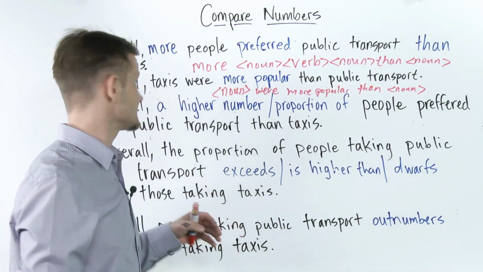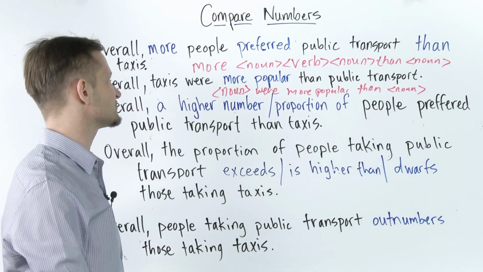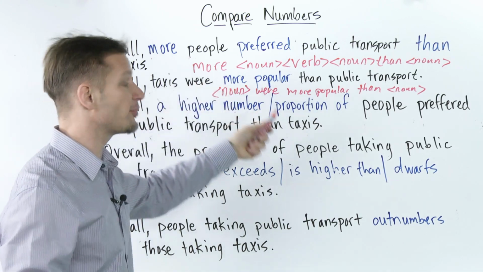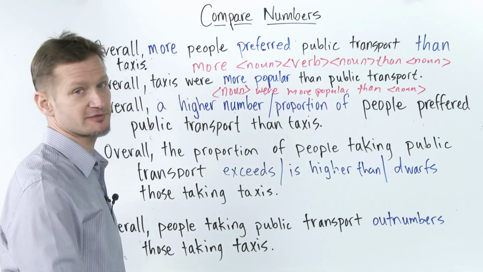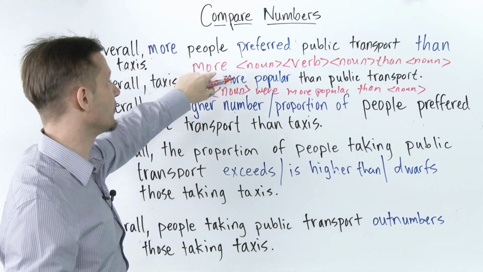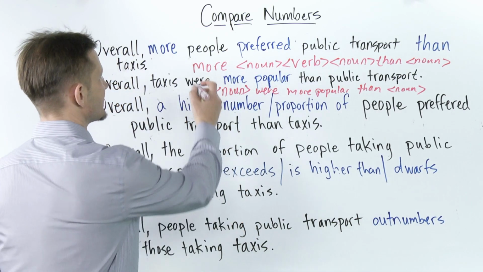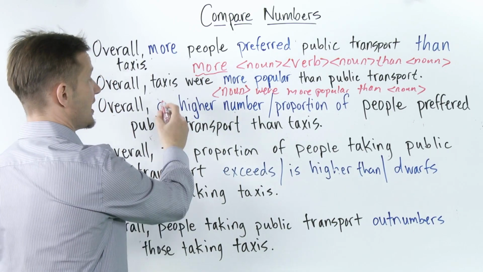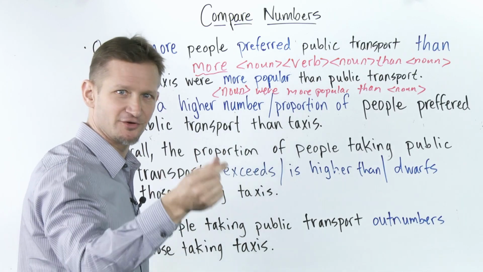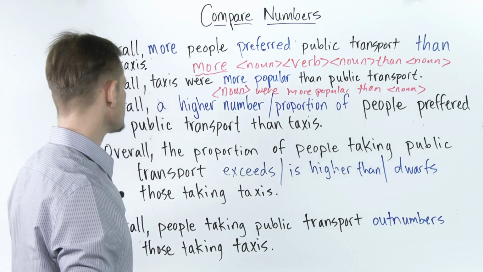Okay, let's look at the third sentence. Overall, a higher number of people preferred public transport than taxis. Okay? Or you could say a higher proportion of people preferred public transport than taxis. Now, if you notice, that's very similar to this pattern over here. More people preferred public transport than taxis. The only real difference is that you're changing this word more into a higher number of or a higher proportion of. And just that little shift like that is going to take your vocabulary level up that much higher. Let's move on.